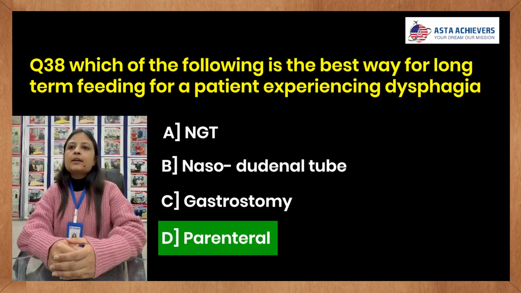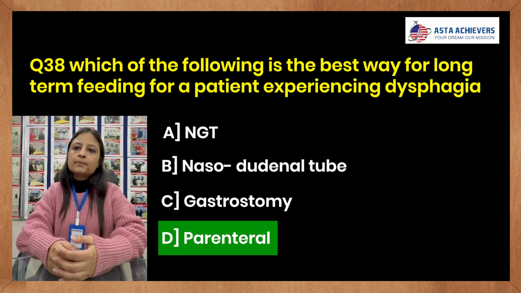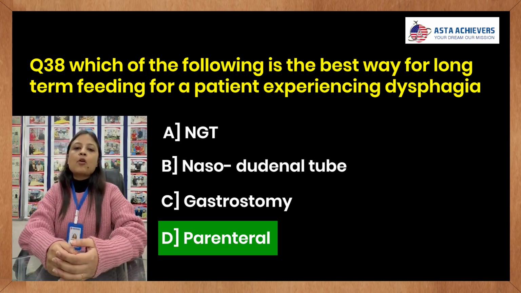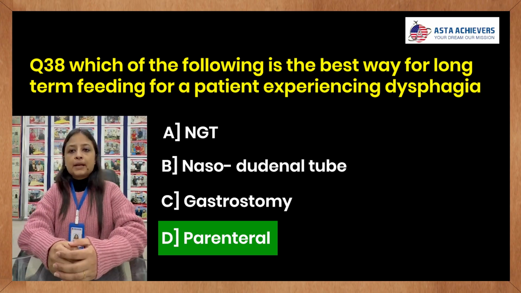Question number 38. Which of the following is one of the best ways for long-term feeding for a patient experiencing dysphagia? So option A, NGT. Option B, nasoduodenal tube. Option C, gastrostomy, and option D, parenteral.